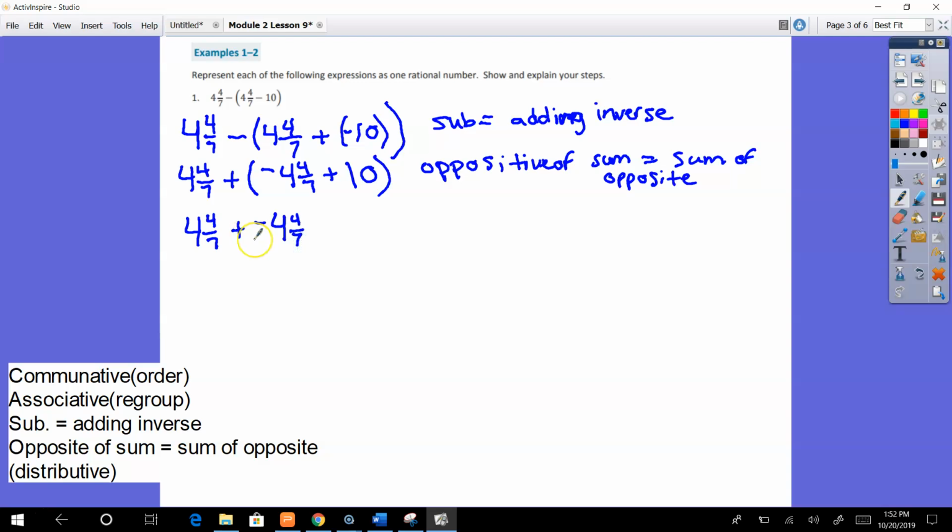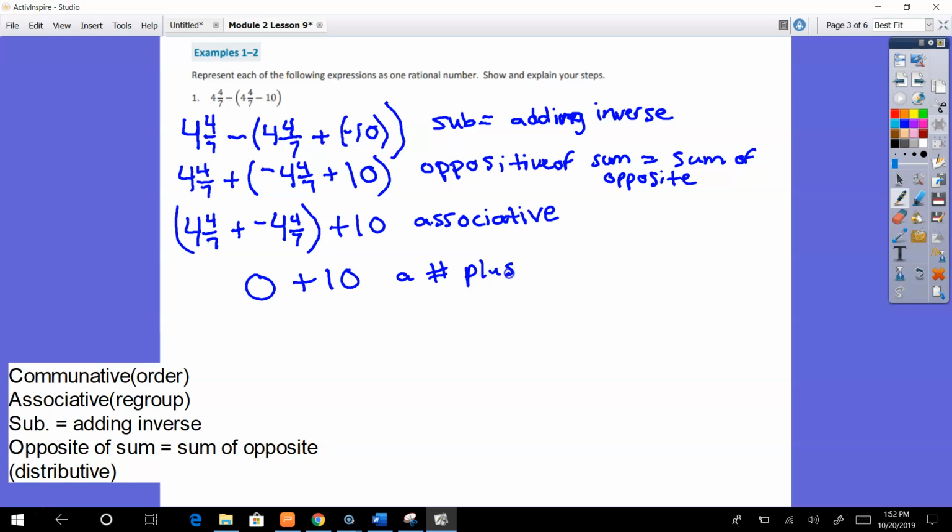You could put parentheses around this. I'm not going to put the parentheses around the negative 4 and 4/7, because that's just too many parentheses. So that's associative. We are regrouping. Which ones are we going to put together first? That gives me 0 plus 10, a number plus 0 equals, oh, never mind, that's not it. Number plus its opposite.